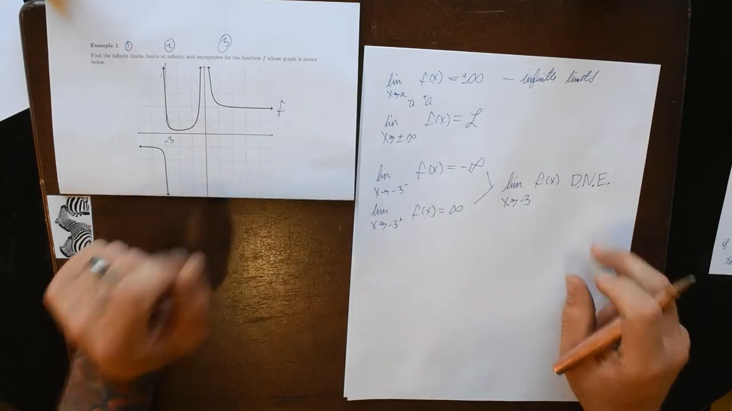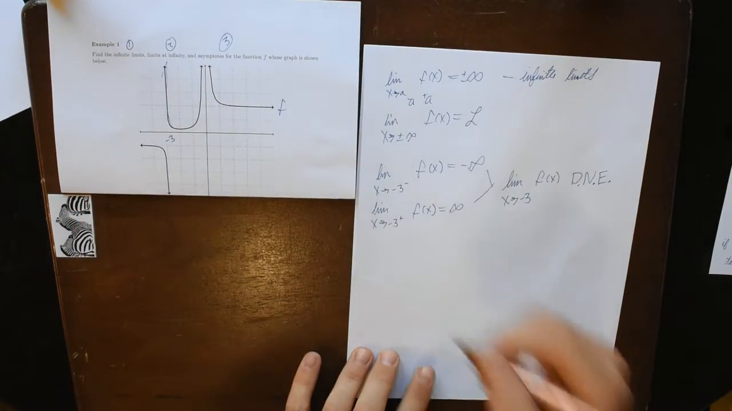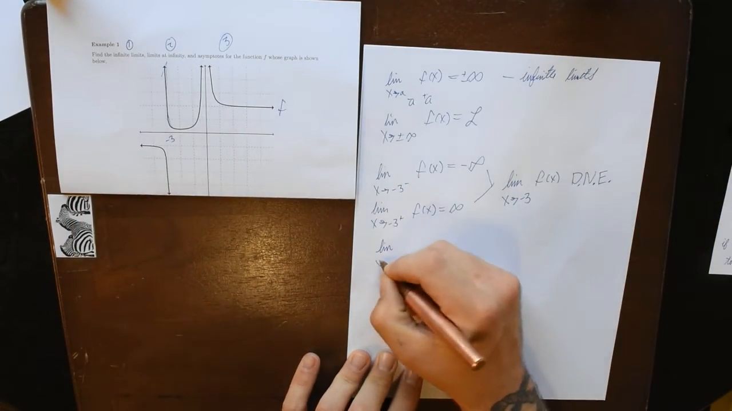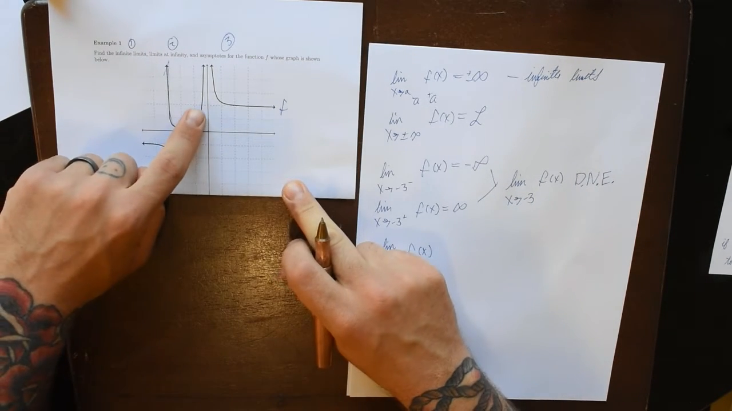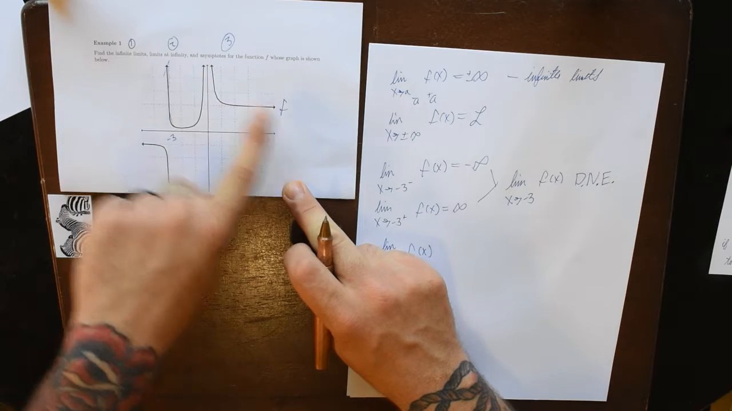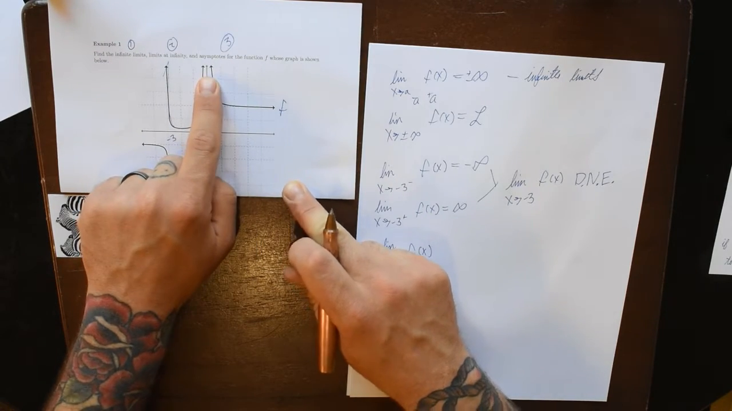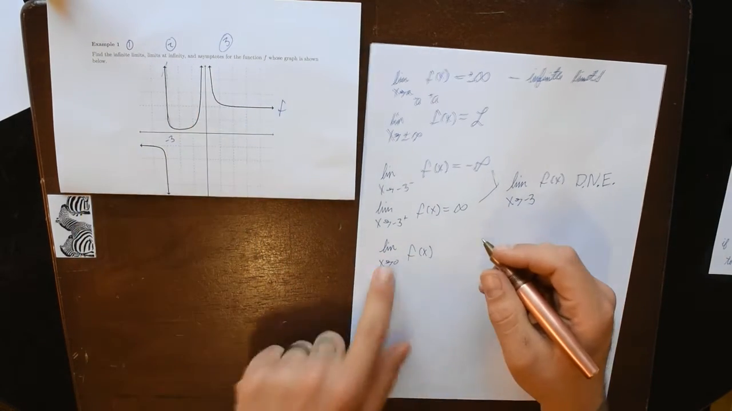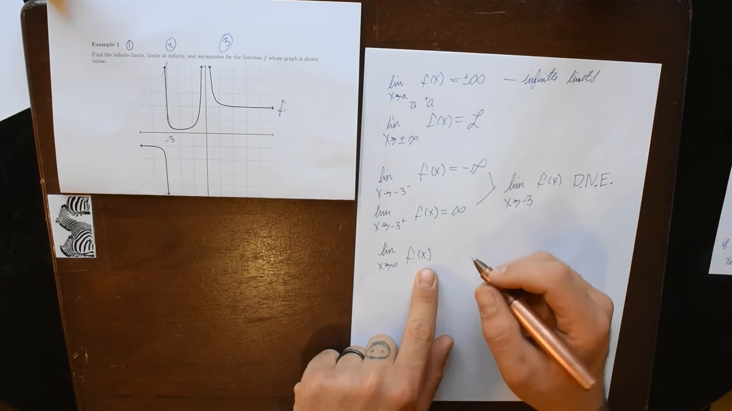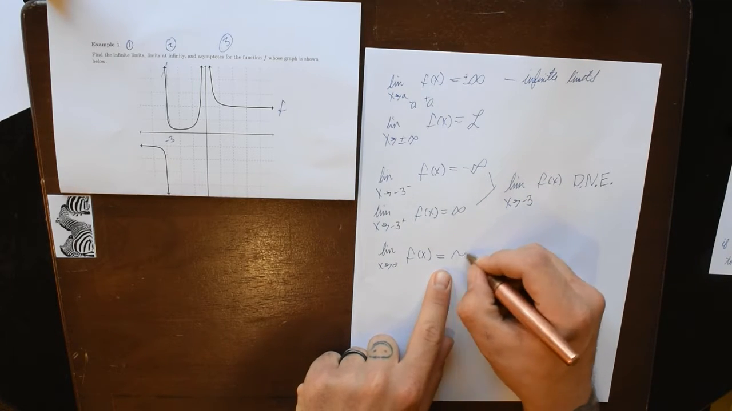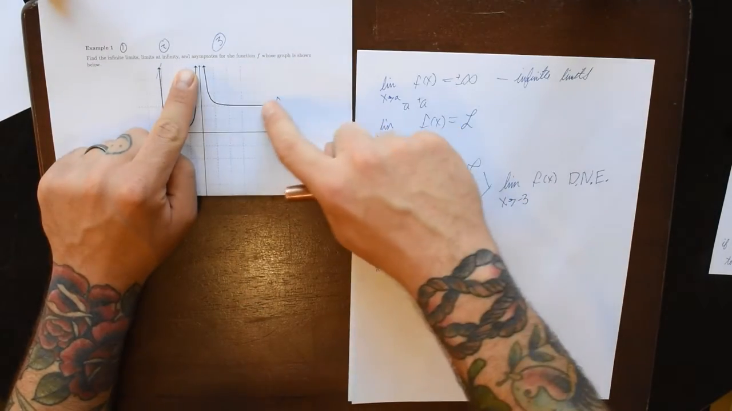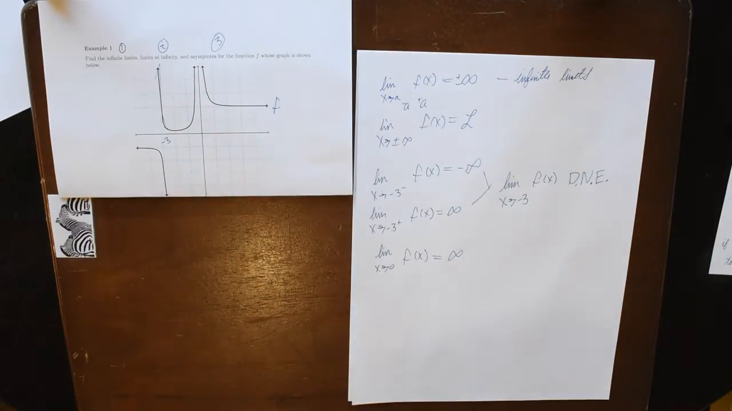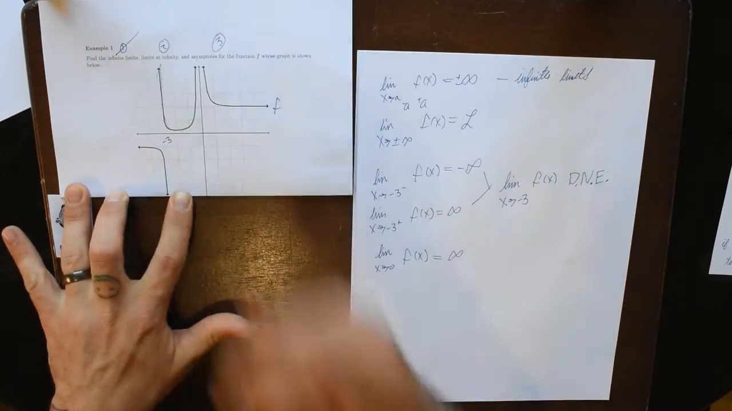But that's different when we approach 0. The limit as x approaches 0 of f of x, well, as we approach from the left, it goes up to positive infinity, and as we approach from the right, it goes up to positive infinity. So the limit as x approaches 0 of that function is equal to positive infinity, because the limit from the left agreed with the limit from the right. So those are the infinite limits.